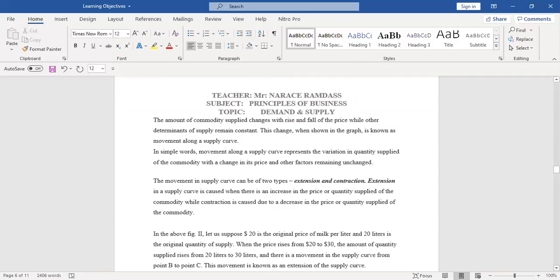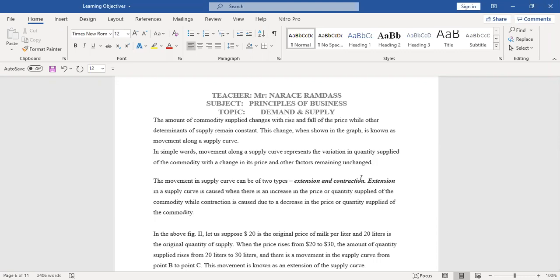In economics, they have a term called ceteris paribus, which means all things being equal. The only factor that is changing is price. So we want to see when the price rises, does it cause an extension in quantity supplied or does it cause a contraction in quantity supplied? We go on to the next paragraph. The movement in supply curve can be of two types, extension and contraction. And we met those two terms already. So we have a pretty fair idea of what we're talking about here.